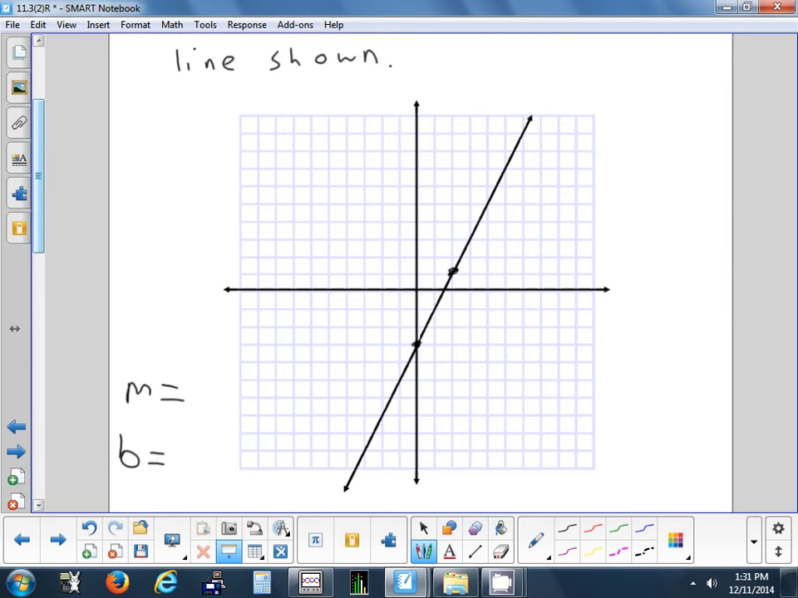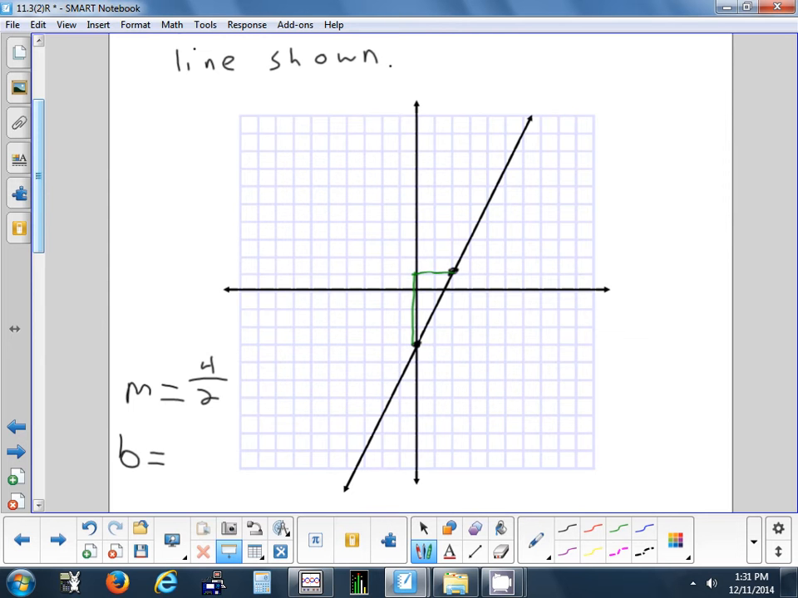Who can give me just the rise between these 2 points? Start at the bottom one and then go up. So if you think you know your rise, raise your hand. Isaiah: 3 over 2. So what's my rise? Let's count. 1, 2, oh wait, no. 3, 4. 4 over 2. So we go up 4. 1, 2, 3, 4. And then over, you said which way? 2. Positive.